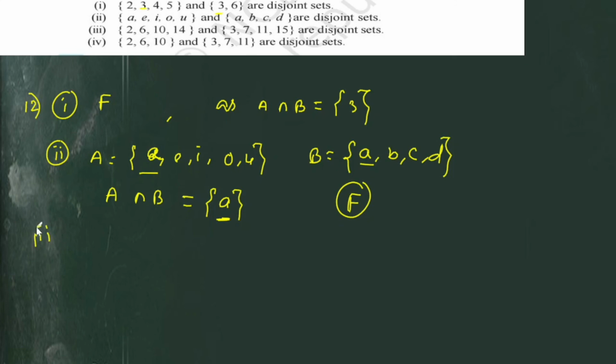So this is a false statement. Next, number 3: {2, 6, 10, 14} and {3, 7, 11, 15} are disjoint sets. 2, 6 not there, 10, 14 not there, so obviously they are a disjoint pair of sets. This is a true statement. Next, number 4: {2, 6, 10} and the other set, 2, 6, 10 not there, so no common element is present between them. This is also a true statement. So the first is false, the second is false, the third is false, and the fourth and fifth are true, and the reasons are explained here.